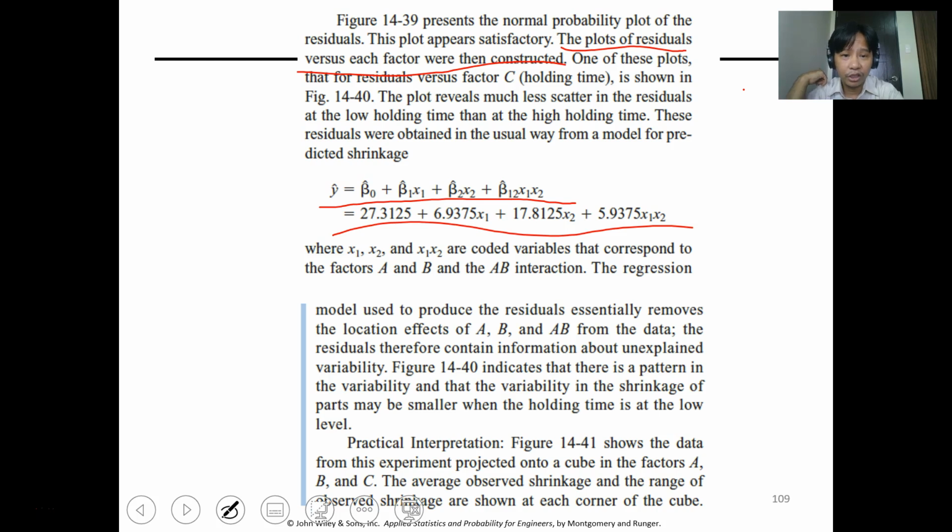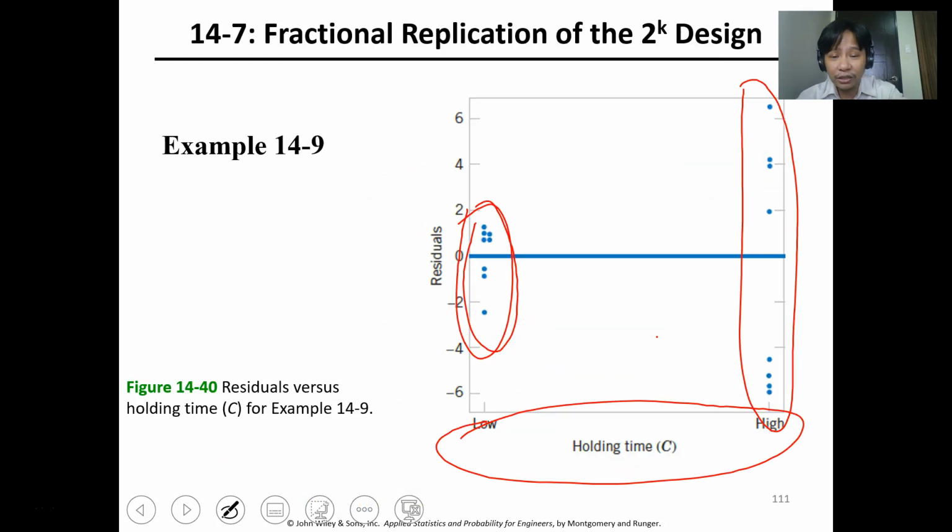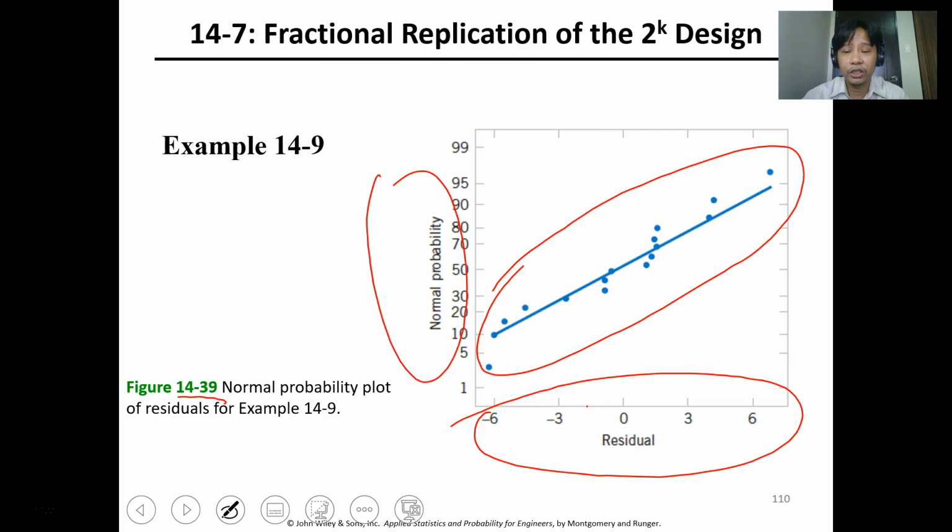So this residual is obtained the usual way from model predicted shrinkage. So the regression model used to produce the residual essentially removes the location effect of A, B, and AB from the data. So the residual therefore contains information about unexplained variability. So figure 14-40 indicates that there's a pattern in the variability and that the variability in shrinkage for parts may be smaller when holding time is at low level. Okay, so meaning this one could also affect the performance of the machine or yung production.